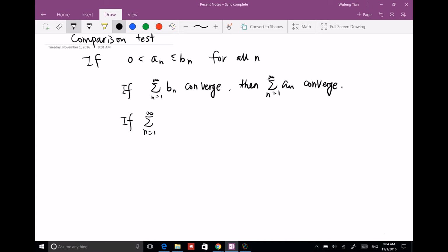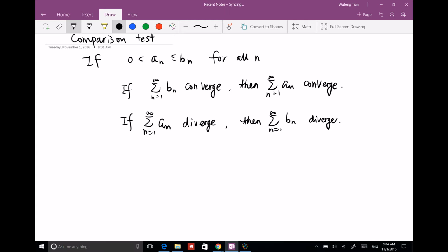If the small one diverges, bn is even bigger than an, so the bigger one diverges. Okay.